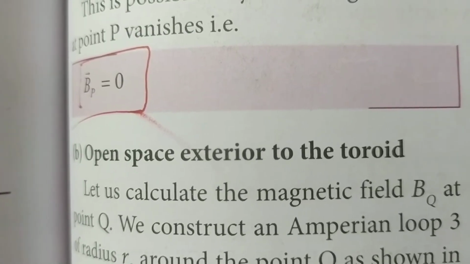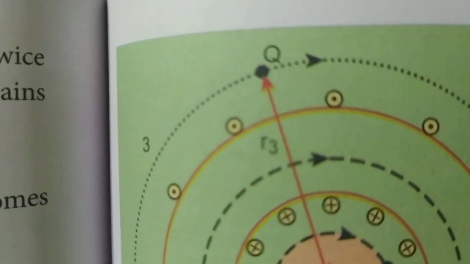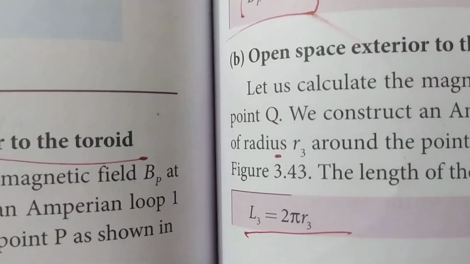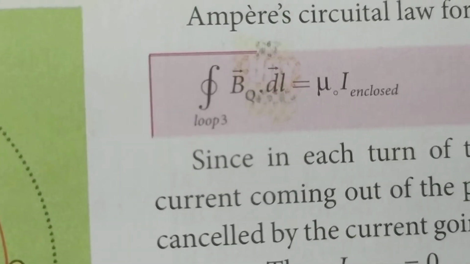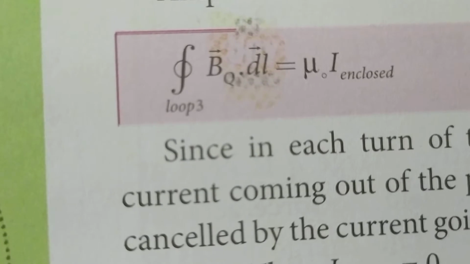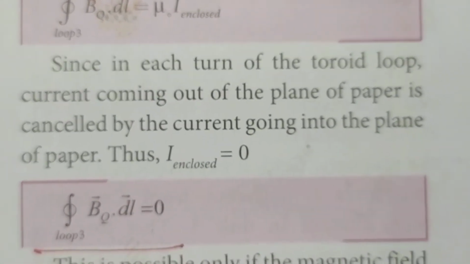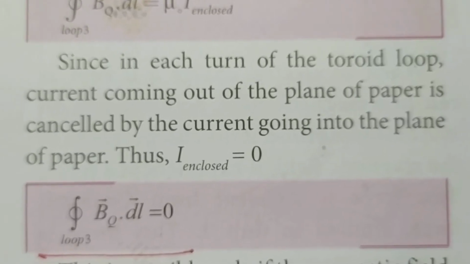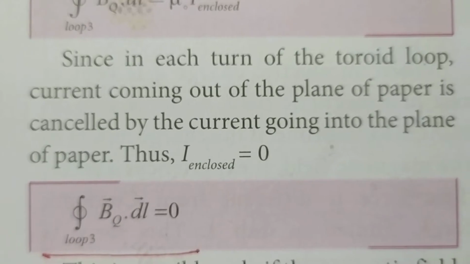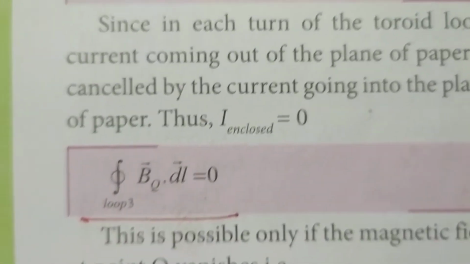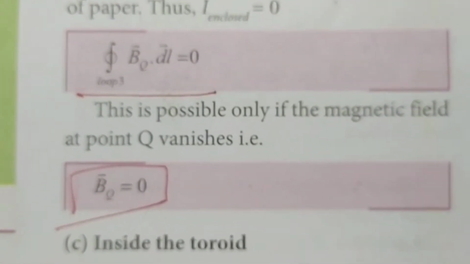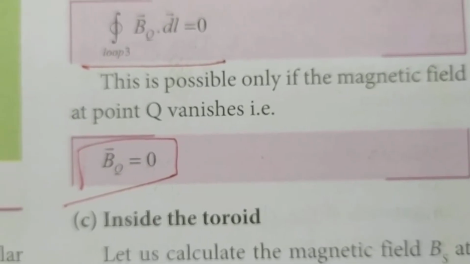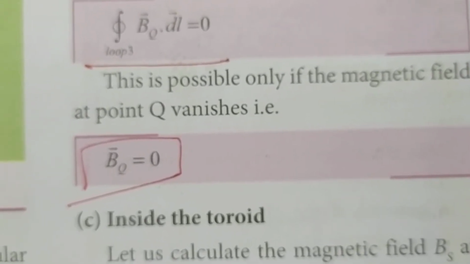That means the magnetic induction at the point P is 0. Next, the open space exterior to the toroid. For that you consider this point Q. Again you consider an Amperian loop whose radius is r3. In such a case you can take L3 equal to 2 pi r3. Here, the integral for loop 3 of BQ vector dot dl vector is equal to mu naught I enclosed. Here the current coming out of the plane of the paper is cancelled by the current going into the plane of the paper. In one direction the current goes in, and in the other it comes out. Both of them get cancelled, so I enclosed becomes 0. So the right hand side of this equation becomes 0. This is possible only if the magnetic field at the point Q vanishes. That means BQ vector is equal to 0, which means that outside the toroid, the magnetic field is 0.